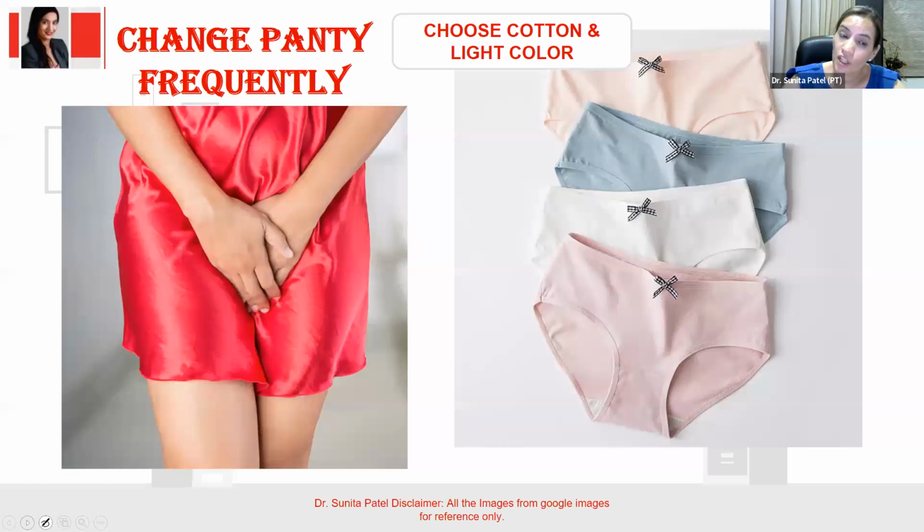And the panty which we are using, the cloth of the panty should not be synthetic, because synthetic cannot soak the fluids which are coming from inside. Cotton will always keep soaking extra fluids, and the area will be healthy. So wear cotton panty, and not very tight thongs and tight panty.